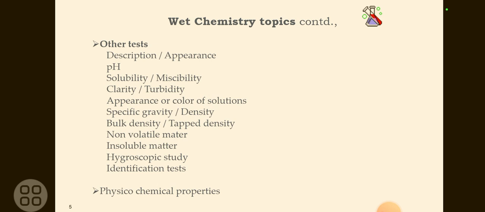So why do we require this hygroscopic study? Whenever you are transporting your compound from one area to another, worldwide the regions are divided based on temperature and humidity. In India also, in some areas the humidity is around 40% or 50% only. But in certain regions like coastal regions, the humidity will be very high, around 70-80% also. So when we take the material outside to another region, it absorbs moisture and the quality of your material will be altered.